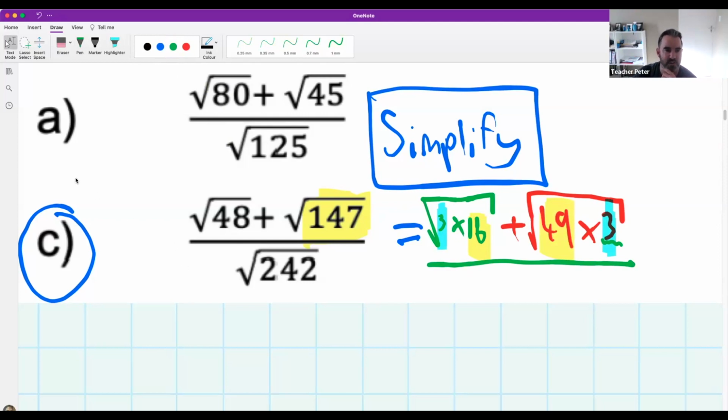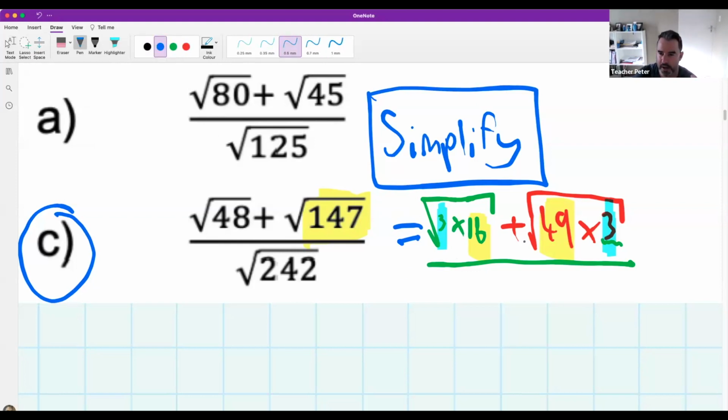Let me know in the chat. Okay, so I want to know, why is it such a good idea to have a square in here and a square in here? Why does it make life good? Okay. So you can add them, exactly.